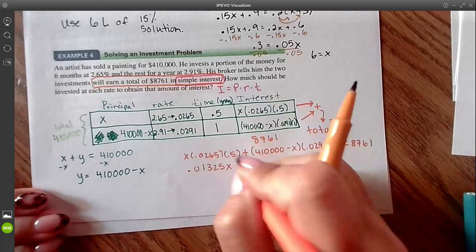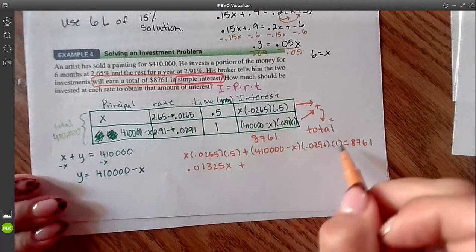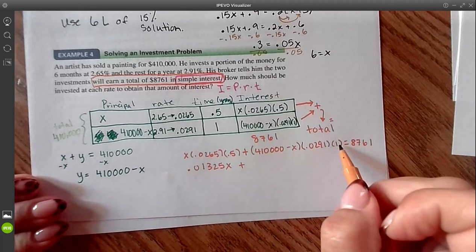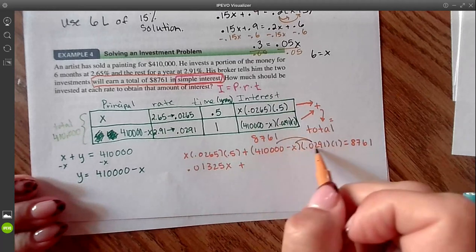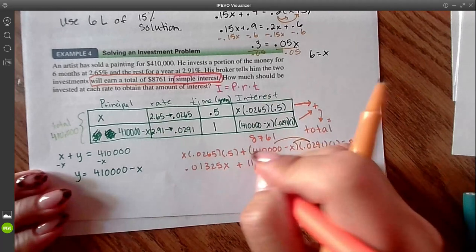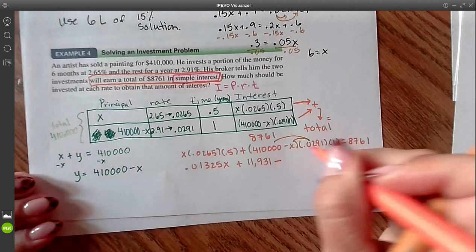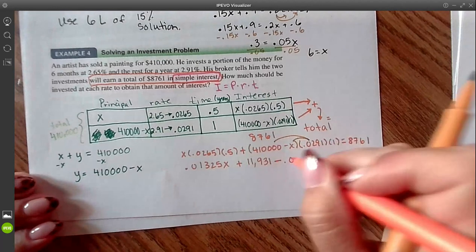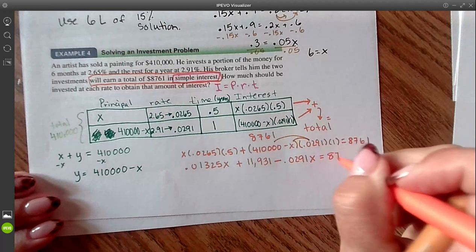I'm going to do 0.0265 times 0.5 times x, which is going to give me 0.01325x plus. In this little chunk, the times 1 isn't going to do anything, so basically I'm just distributing 0.0291 to each of those terms. So the 0.0291 times 410,000 is 11,931, and then minus 0.0291x, and then this side just stays 8,761.